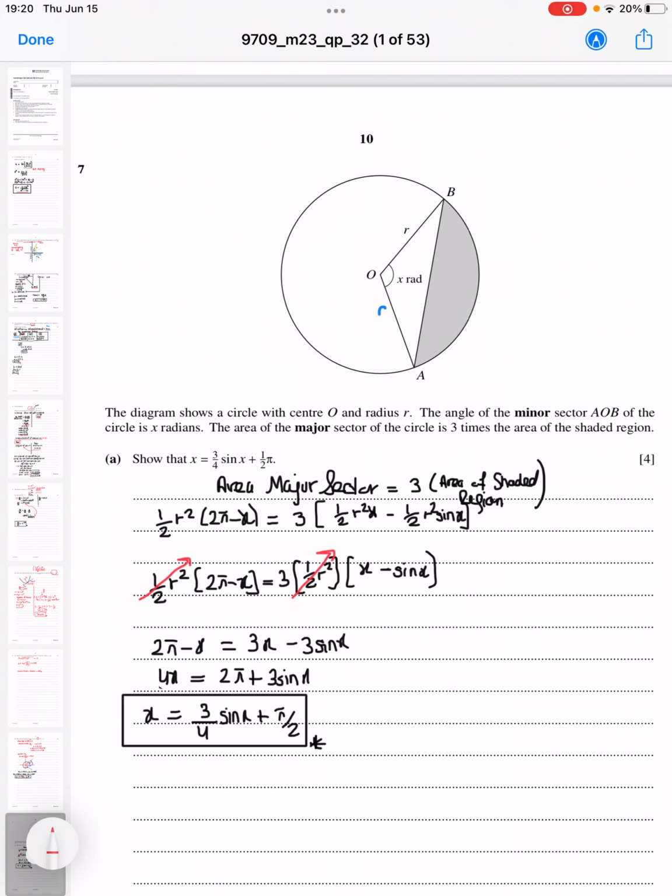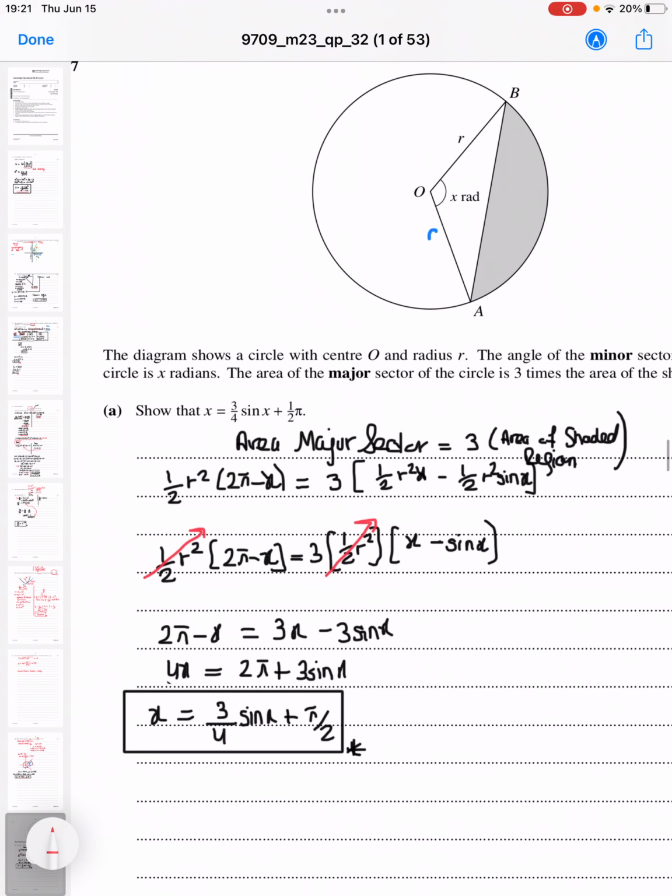So question number 7 says that the diagram shows a circle with center O and radius r. The angle of the minor sector AOB of the circle is x radians. The area of the major sector of the circle is 3 times the shaded region. Show that x equals 3 by 4 sine x plus pi by 2.